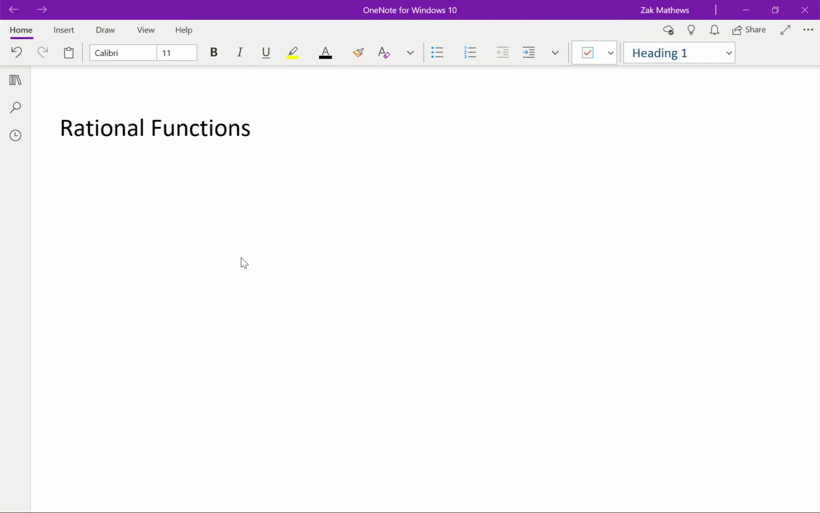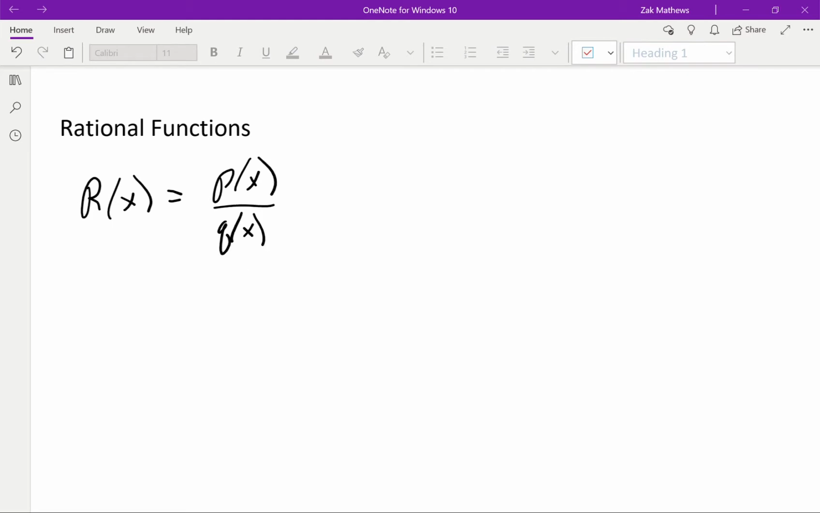Let's talk about rational functions. First off, let me define a rational function. A rational function, I'll call it r of x, is equal to the ratio of two polynomial functions, or one polynomial function over another polynomial function. P of x and q of x are both polynomial functions.